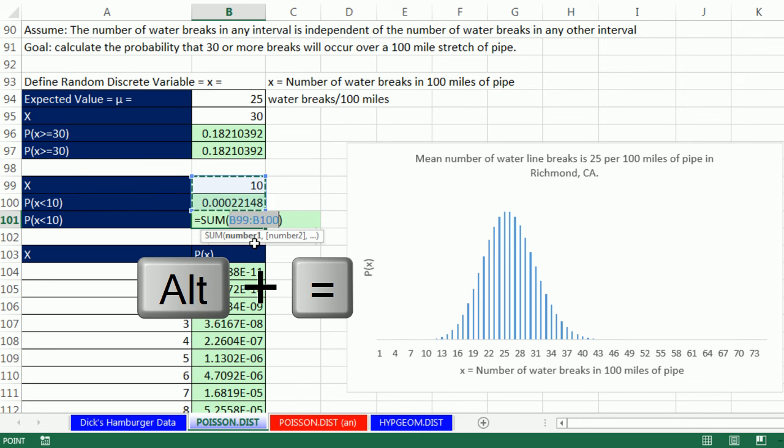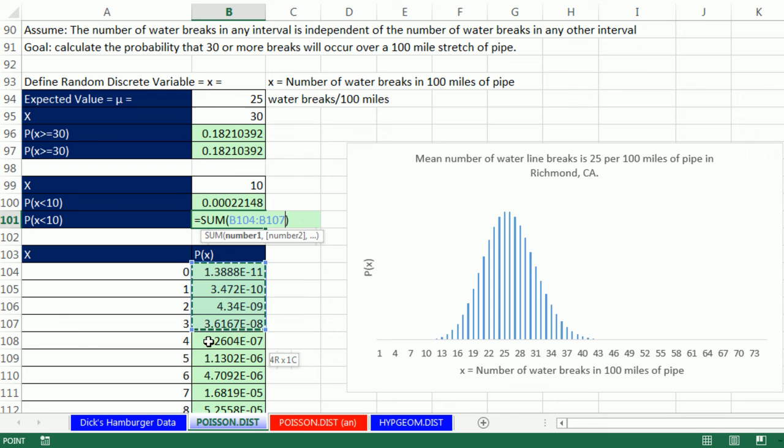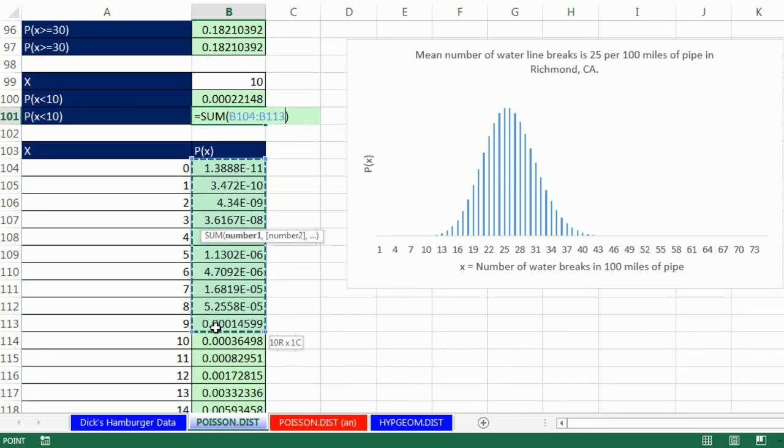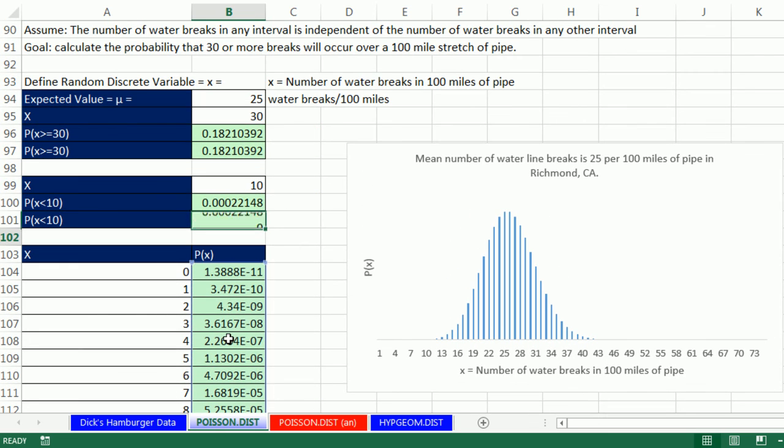Alt equals, and I'm going to add up all the way to 9. And Enter. And so there you go. Well, so here's the deal. That's incredibly small. So if we actually found a 10-mile stretch that only had 10, because the probability is so small, we'd be like, what are they doing right there? Or what is going on there to cause such an abnormally low number of water breaks?